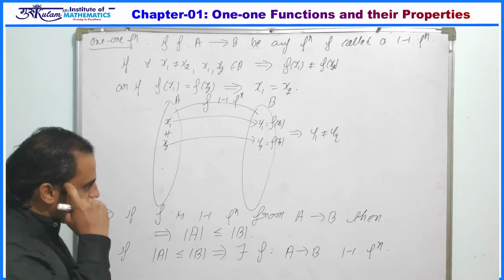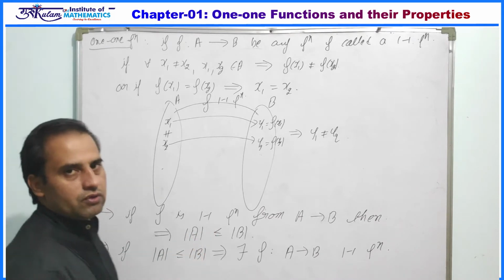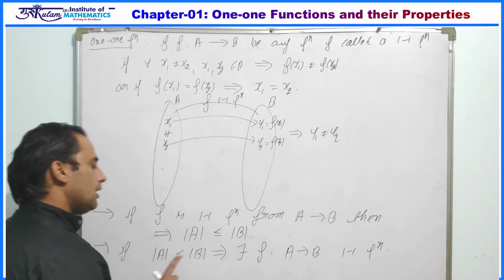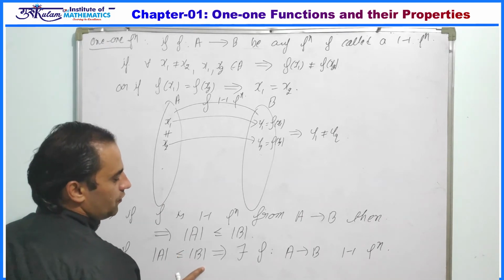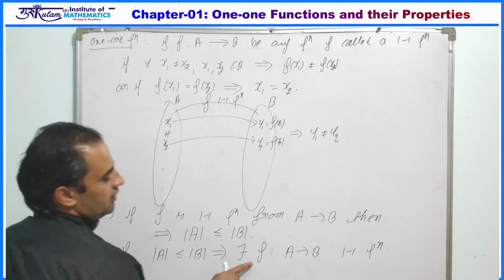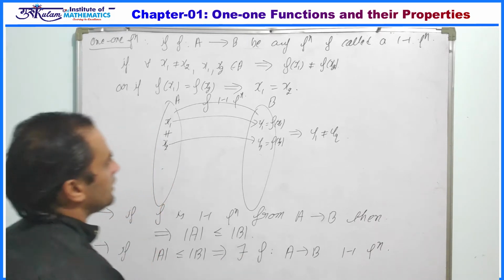If f is a one-one function from A to B, then the number of elements in A must be less than or equal to the number of elements in B, and the converse part: if the number of elements in A is less than or equal to the number of elements in B, then there is a one-one function from A to B. At least one one-one function must exist.